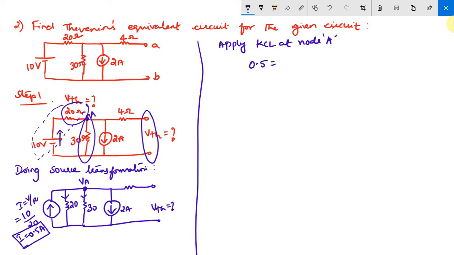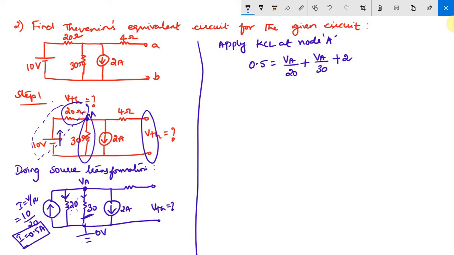What is the current flowing through the 20 ohm? Let me consider this to be the ground node whose voltage is 0 volt. So now what is the current through this 20 ohm? VA minus 0 divided by 20. Similarly, what is the current flowing through this 30 ohm? VA minus 0 divided by 30. So the current flowing through your 20 ohm is VA by 20, plus the current flowing through the 30 ohm resistor is VA divided by 30, and then we have the 2 ampere current source which is flowing away from the node. So that should also be included.